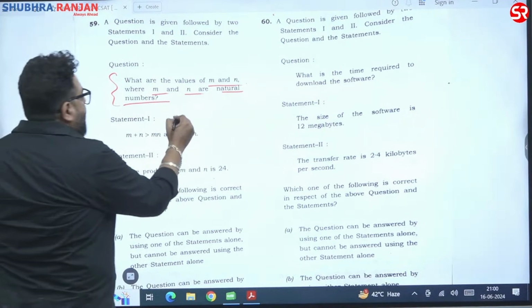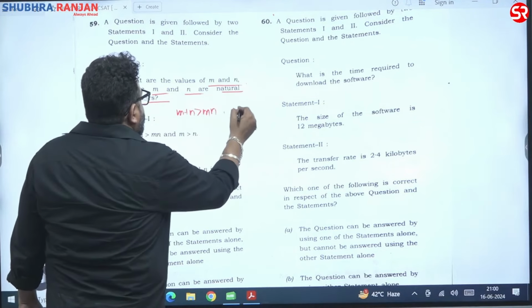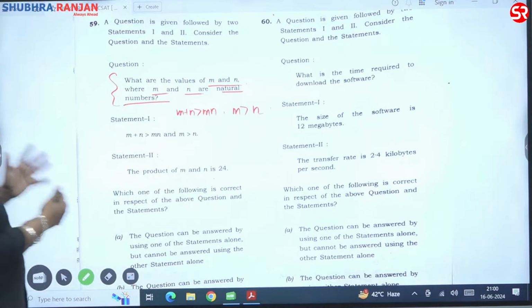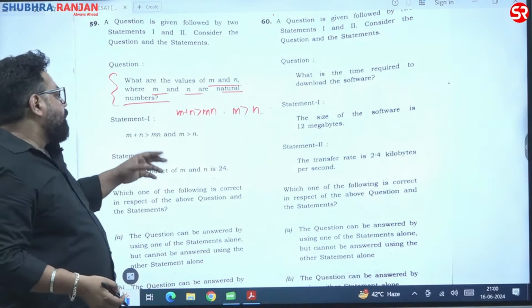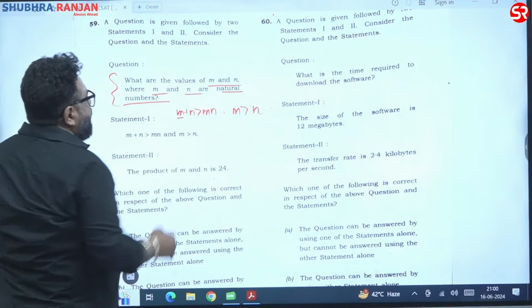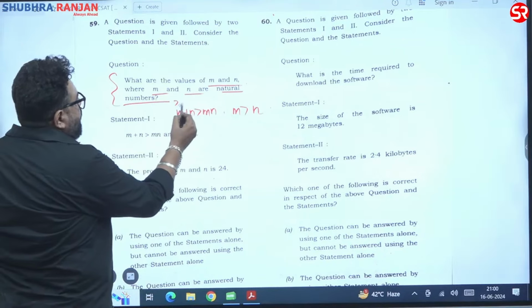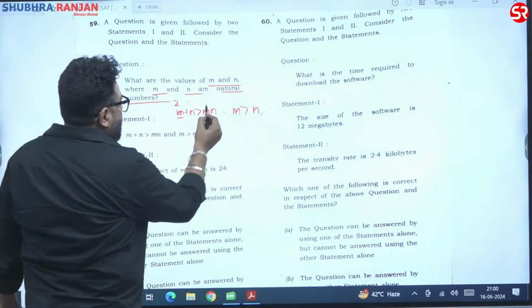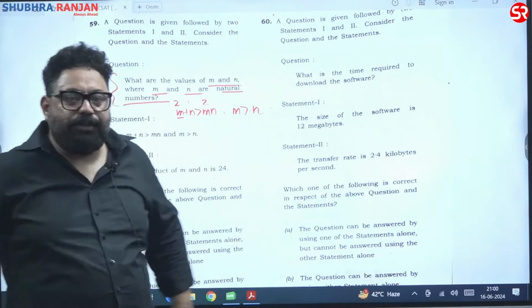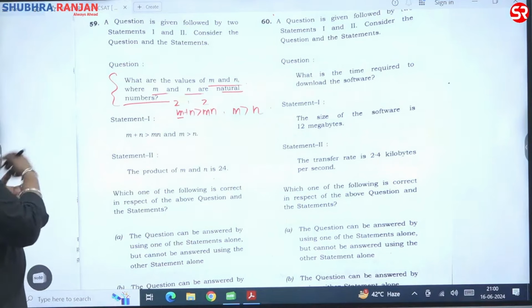First, m plus n is greater than m into n, and m is greater than n. Now, this is only possible when n is equal to 1, because they are natural numbers. If you check any number, take 2 and 1: 2 plus 1 is 3, which is greater than 2. So if 1 is one of the numbers, then the multiplication comes out to be m. So it is only true, but again, the question asks what are the values of m and n?